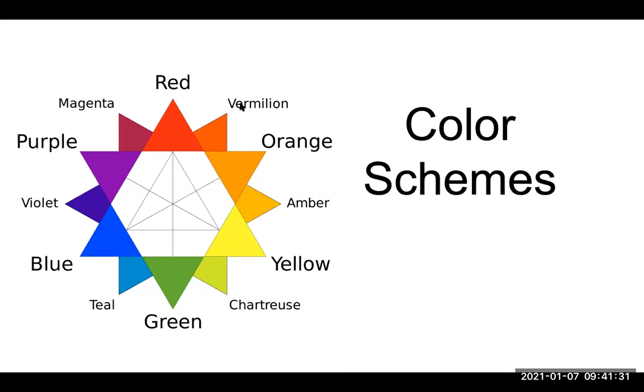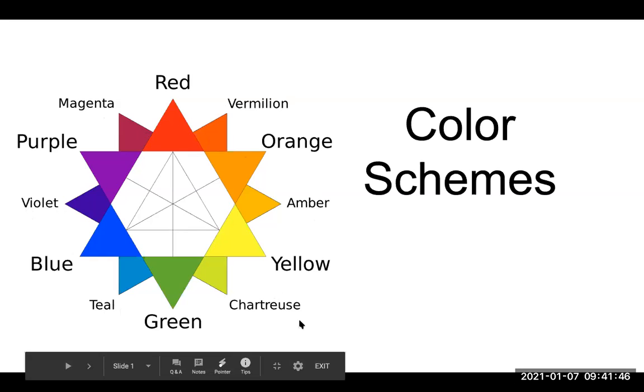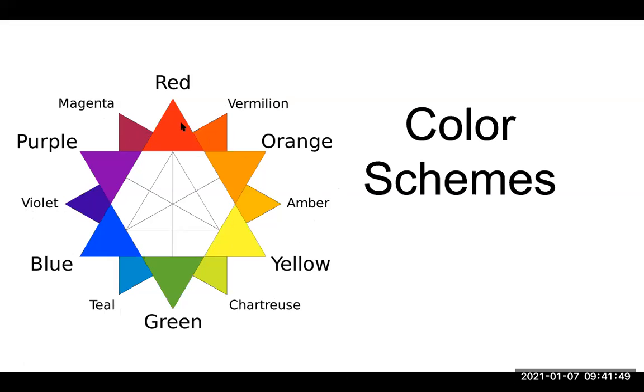Plus, I just want to point out that they use different colors here: vermilion, amber, chartreuse, teal. You'll see these tertiary, these third colors, with different names. You know, blue purple would be another name for violet. Blue green would be another name for teal. So you've got your primary colors, right? Red, blue, and yellow. Your secondary colors, which are green, orange, and purple. And then you have tertiary colors that are these third colors around the color wheel.